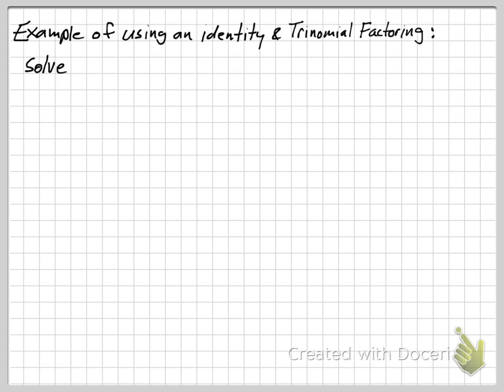Example using an identity and a trinomial factoring. All right, let's see what's going on with this. Okay, first problem is we need to get everything in terms of sine or in terms of cosine. All right, so what do we do? We need to plug in an identity here. This one's kind of tricky.